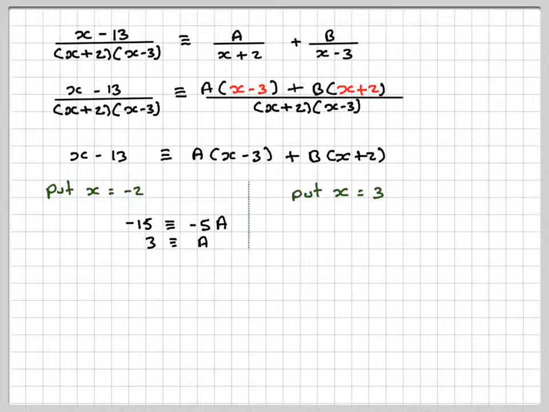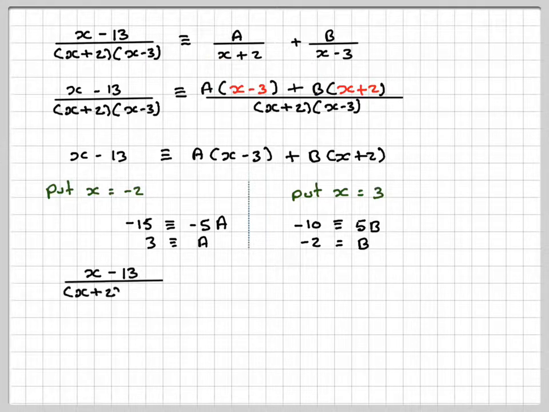Put x is equal to 3. You're going to get minus 10, because 3 minus 13 is minus 10. Here you get nothing, and here you're going to get 5B. So B is equal to minus 2.